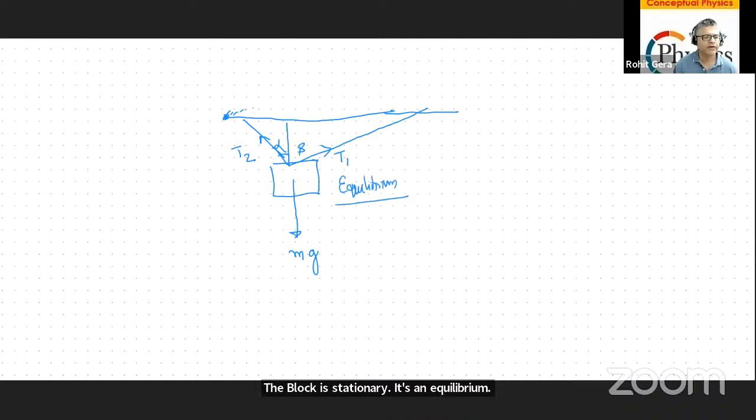Okay? We have to find what the values of T2 and T1 are for this block to be in equilibrium. Equilibrium means it is not accelerating along the x-axis: the resultant of the forces on x is 0 vectorially, and the resultant of all the forces on the y-axis is also 0.